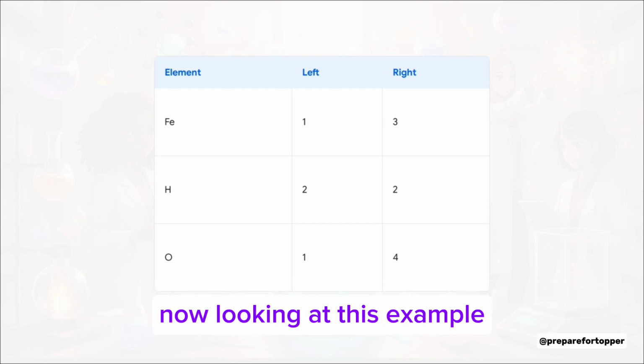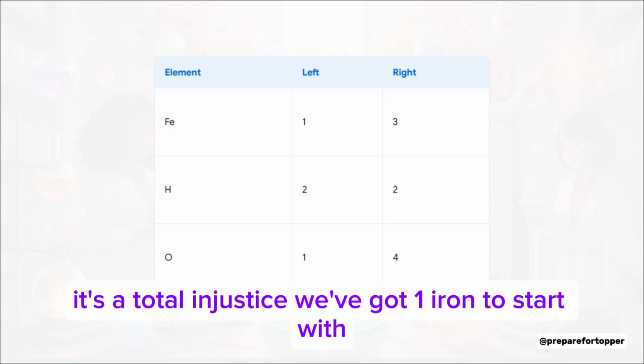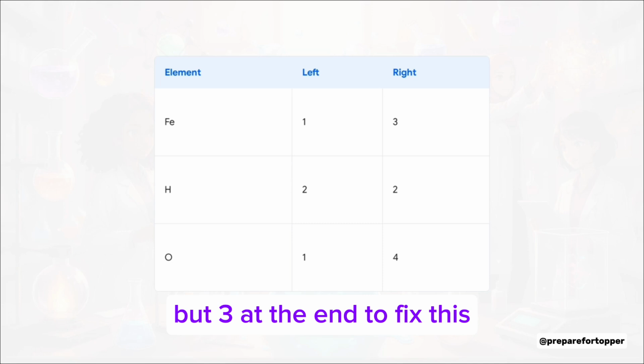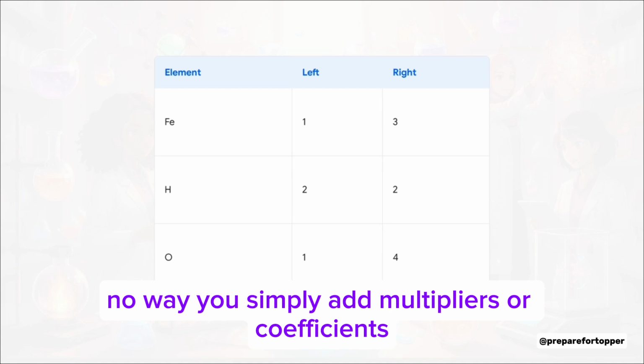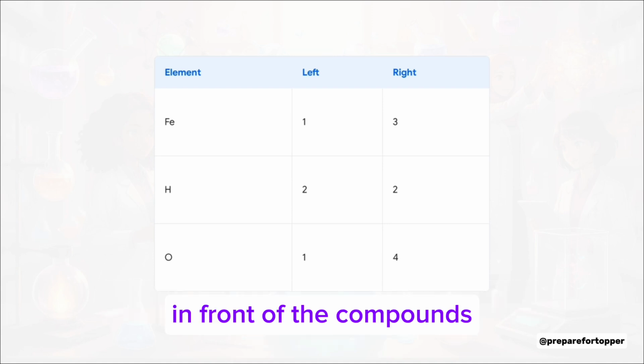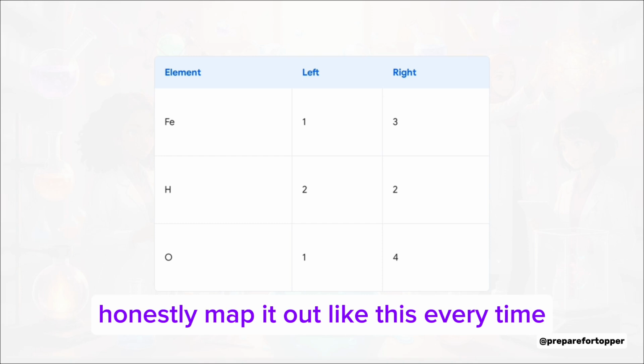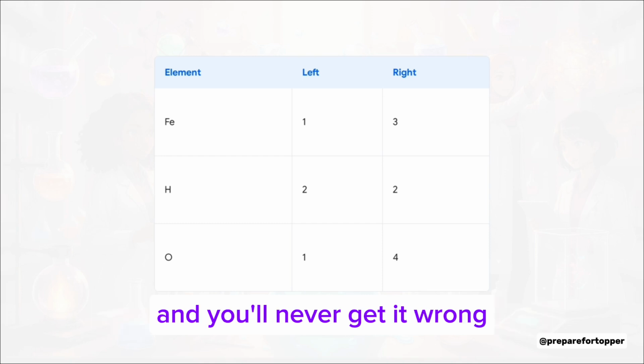Now, looking at this example, it's a total injustice. We've got 1 iron to start with, but 3 at the end. To fix this, you don't mess with the chemical formulas themselves. No way. You simply add multipliers or coefficients in front of the compounds until the numbers match perfectly. Honestly, map it out like this every time and you'll never get it wrong.